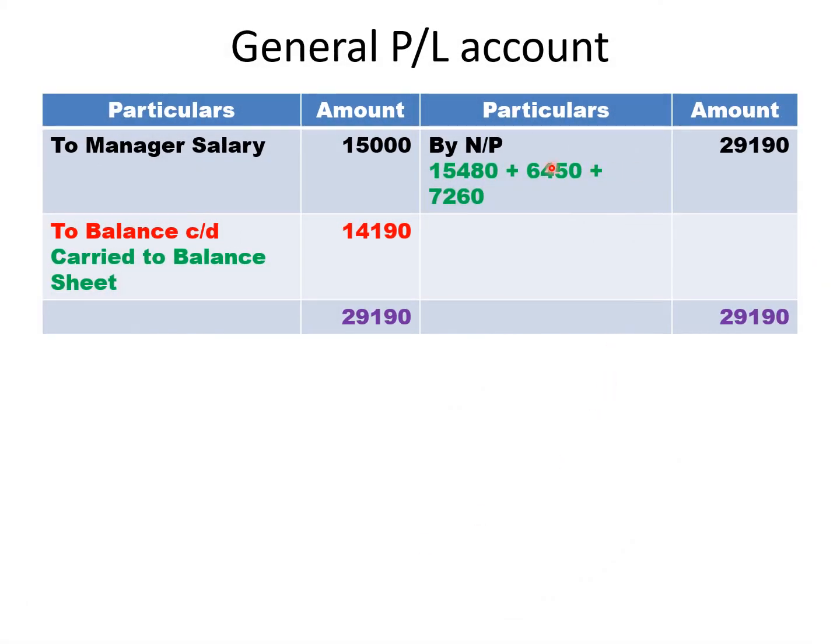General PL account, students, by net profit of all the three departments 29,190. Manager salary 15,000. Balance carried to balance sheet 14,190. This is the last and final answer.